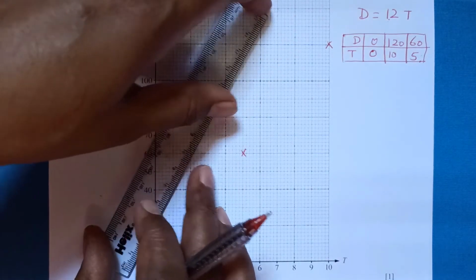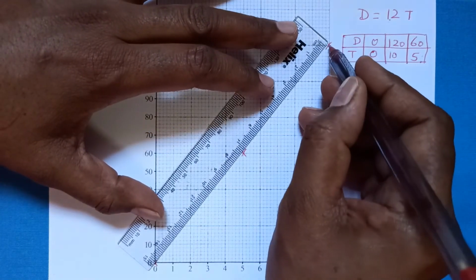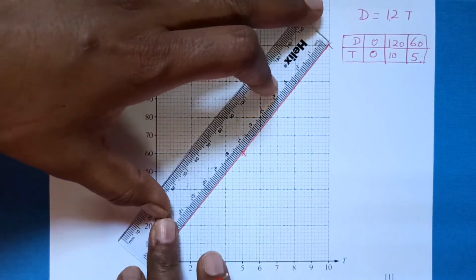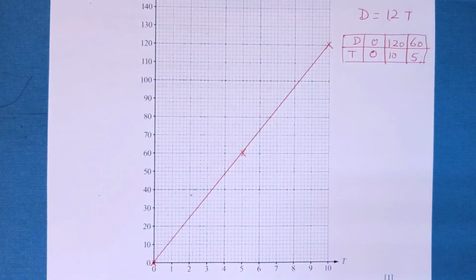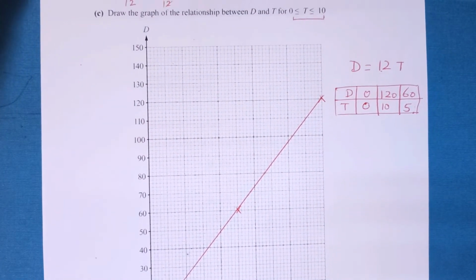So from here, you need to use pencil for that. I'm just showing with pen because you can see it well with red color. So that's it. So that's the graph of this question.